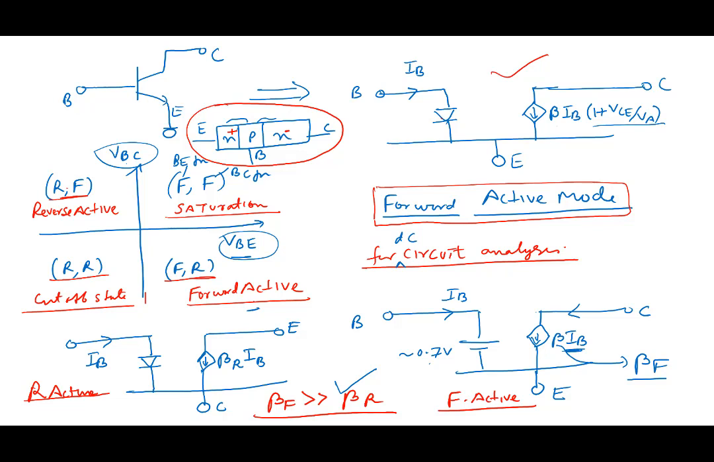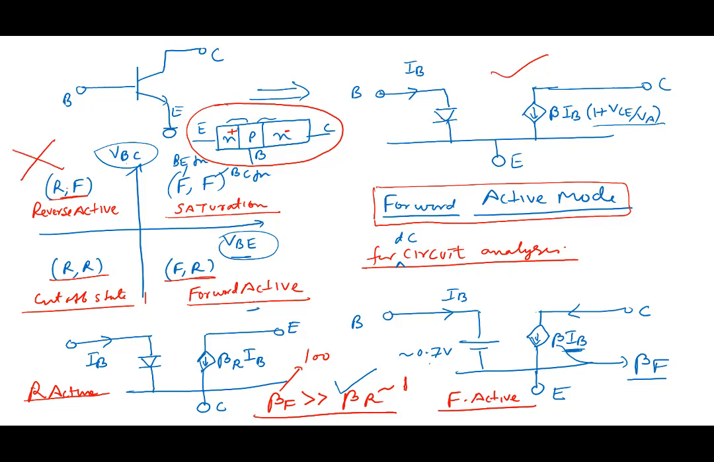As an example, this could be 1, and beta F we are talking about 100. So in one case the reverse gain is only 1, and in the other case the gain is 100. That's why we don't bother about reverse active. The transistor has not been designed to work in the reverse active mode. It has been designed with the emitter heavily doped, so that the emitter-base junction should be forward bias and the collector-base junction should be reverse bias. It has been designed with that purpose in mind, and that's why we do not use this.